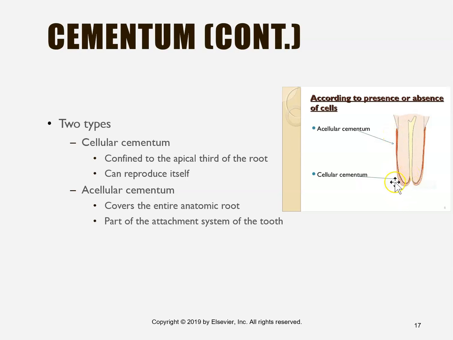But cellular cementum, which is at the bottom, that one can actually reproduce itself. That one can actually grow. So over time, we may find that people have a lot of cellular cementum at the bottom. Especially when you're grinding or clenching, and you'll learn about this in other courses, the cellular cementum gets built to compensate for that grinding and clenching.